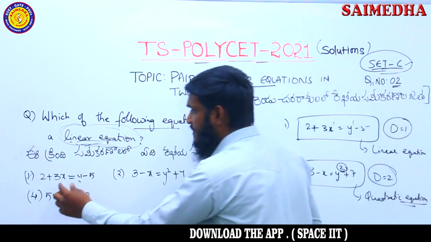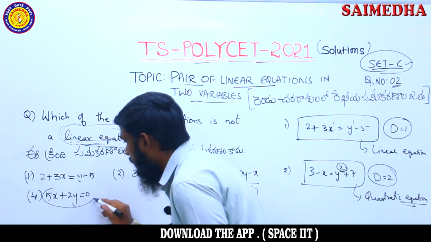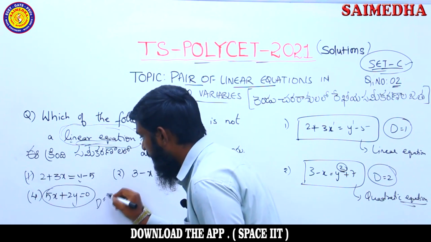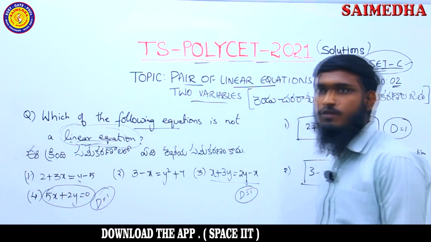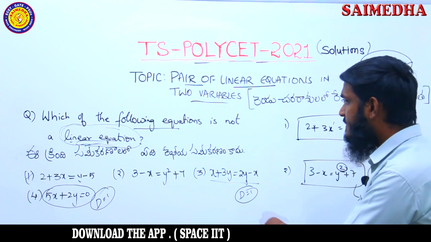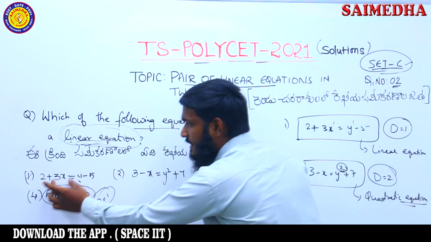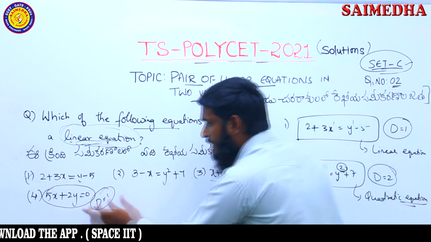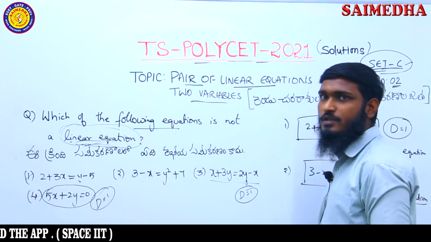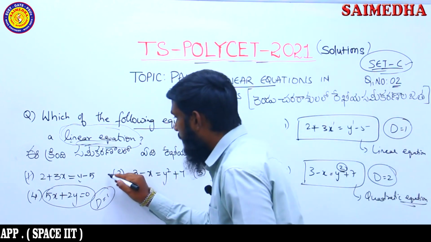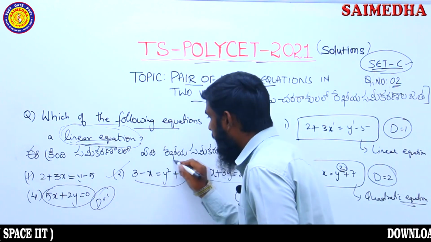Now what is option number 4? In this equation also we can see the degree is equal to 1. So when the degree is equal to 1, we can call it a linear equation. So option number 1 is a linear equation, and 3 and 4 are also linear equations. So which option will be the correct answer? Option number 2, it is a quadratic equation.